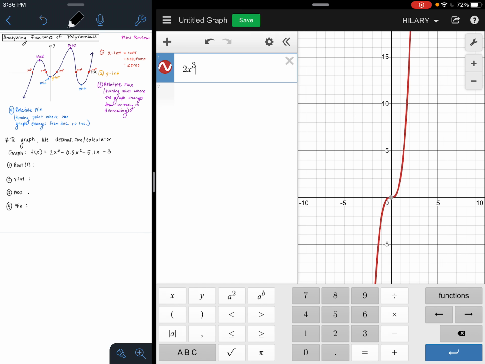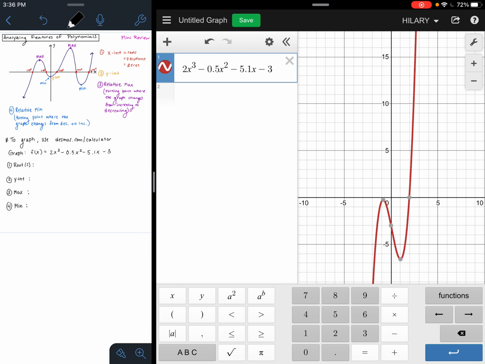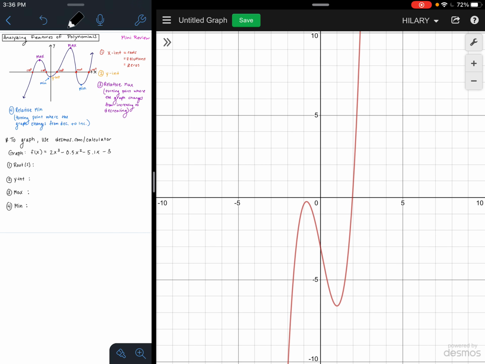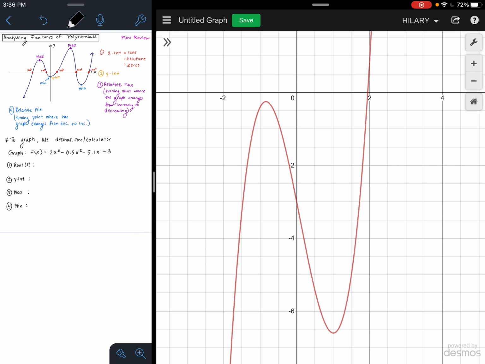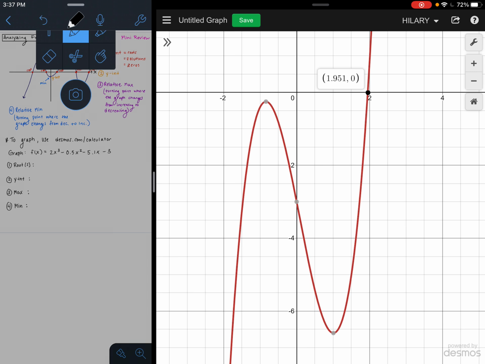So I got 2x cubed. Make sure you hit your right arrow key to get down. Minus 0.5x squared. Minus 5.1x. And then minus 3. And I'm going to close this by hitting the double arrows. I'm going to zoom in just so we can see it a little bit better. So the great thing about Desmos is that you can actually click on the graph. So if I tap that, you see all those gray dots appearing, and those are all of our graph vocabulary words. So this graph only has one root, and that's over here at this point.